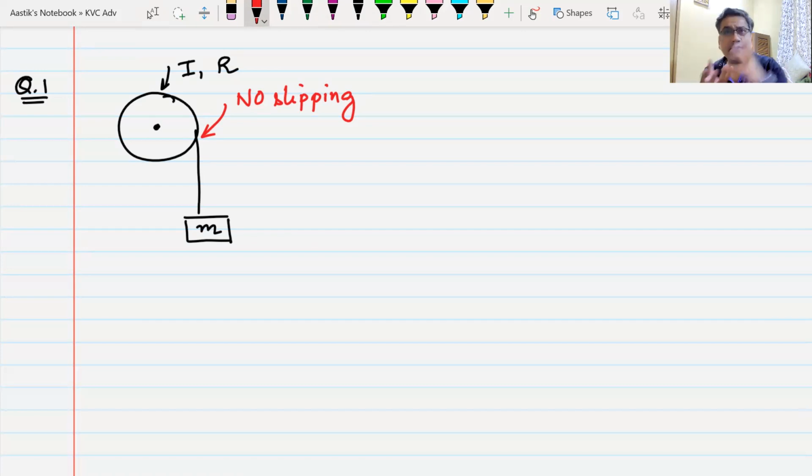So what will happen now? I am holding this system. There is a disk, there is a rope, and from this rope, this mass is hanging, and I'm holding this. What if I leave this mass? What will happen? I'm holding this mass. I leave this mass. What will happen? Sir, could you repeat again, sir? If I leave this system, what will happen? Will it remain like this? No. What will happen?